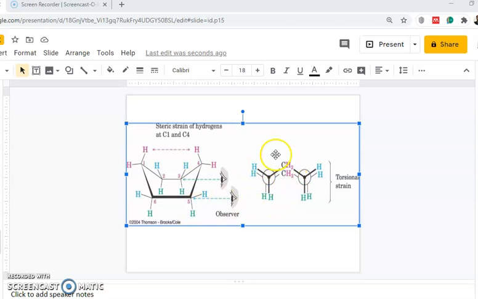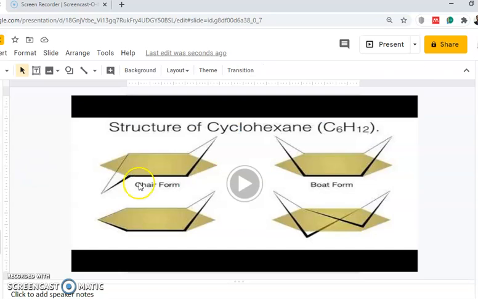Now, this one is the Newman representation of the boat form of cyclohexane. In order to view this molecule in Newman projection, which I explained earlier in the case of the chair form, you need not be bothered that much in these cases. Anyhow, now we will discuss the relative stability of the chair and boat form of cyclohexane. Before that, we go through a video.